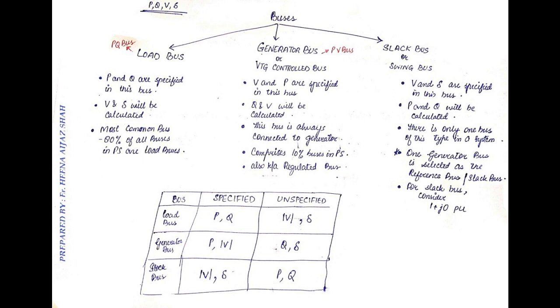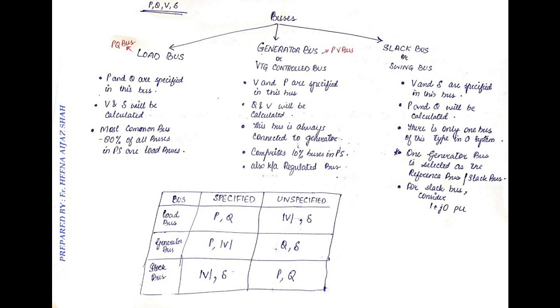First, coming to the load bus. Load bus is also known as PQ bus because in the load bus the active power and the reactive power are specified. Almost all the buses, 80% of the buses in the power system, are load buses. We know the two quantities, and the rest two quantities we can calculate. That is, in the load bus, P and Q are given. After performing the load flow analysis, we can get the information about the voltage and phase angle.